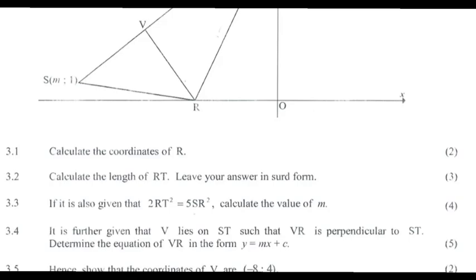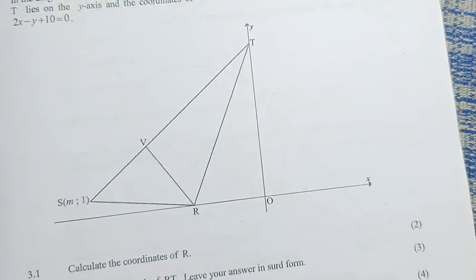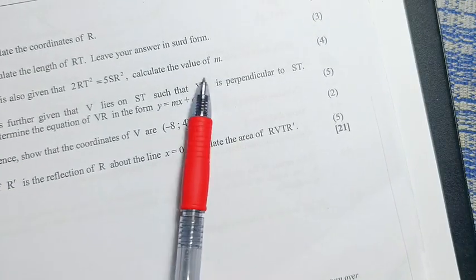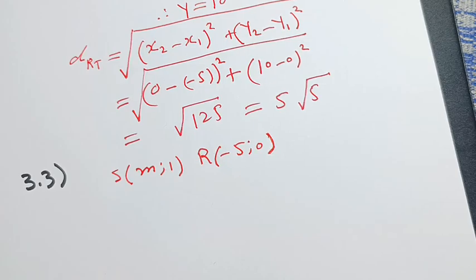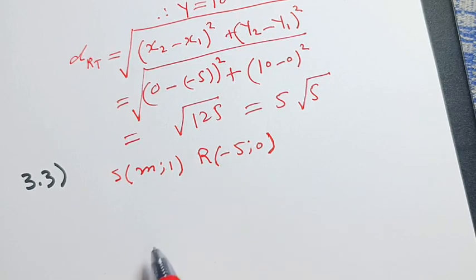3.3. It is also given that 2RT squared is equal to 5SR squared. Calculate the value of m. We do have RT, which we found earlier, but SR we don't have, so we need to find SR. R is the x-intercept, and the coordinates of S are (m; 1). So we need to find SR, then we can solve for the value of m. The coordinates of S are m and 1, and R is negative 5 and 0.